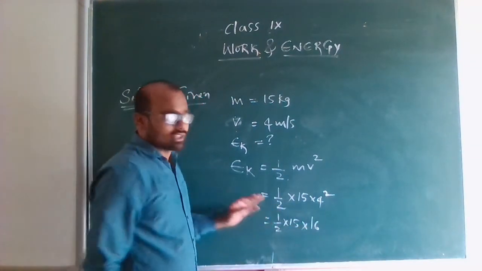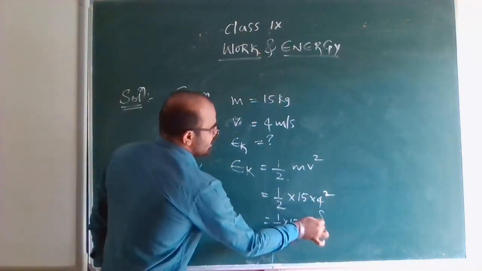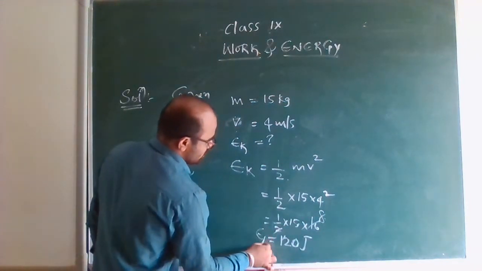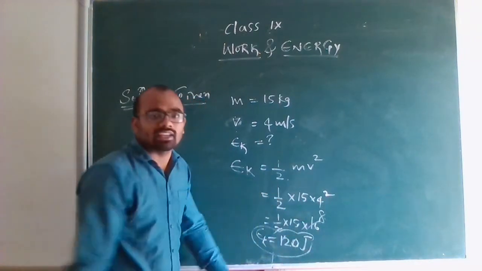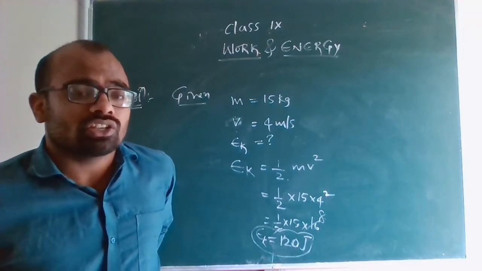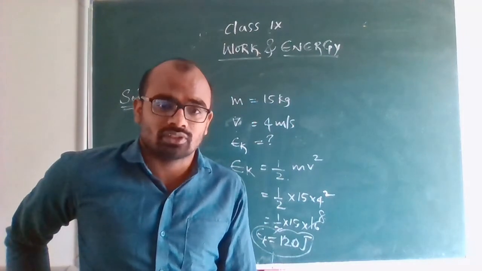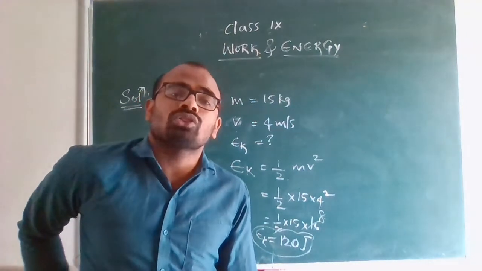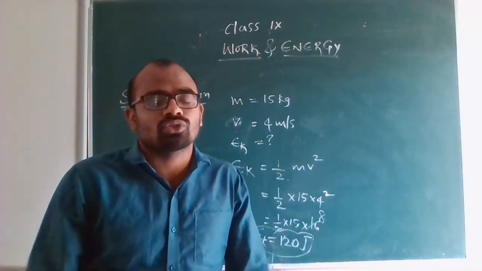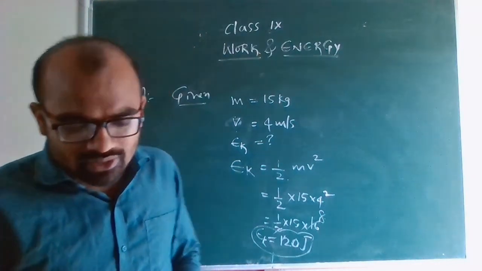Some of you will cancel here, but don't do it that way. 2 ones are 2, 2 eights are 16, so 15 into 8 is 120. So 120 joules. Ek, kinetic energy, equals 120 joules. Energy is always expressed in joules. Work and energy are both expressed in joules. The SI unit of work is joule, and the SI unit of energy is also joule.